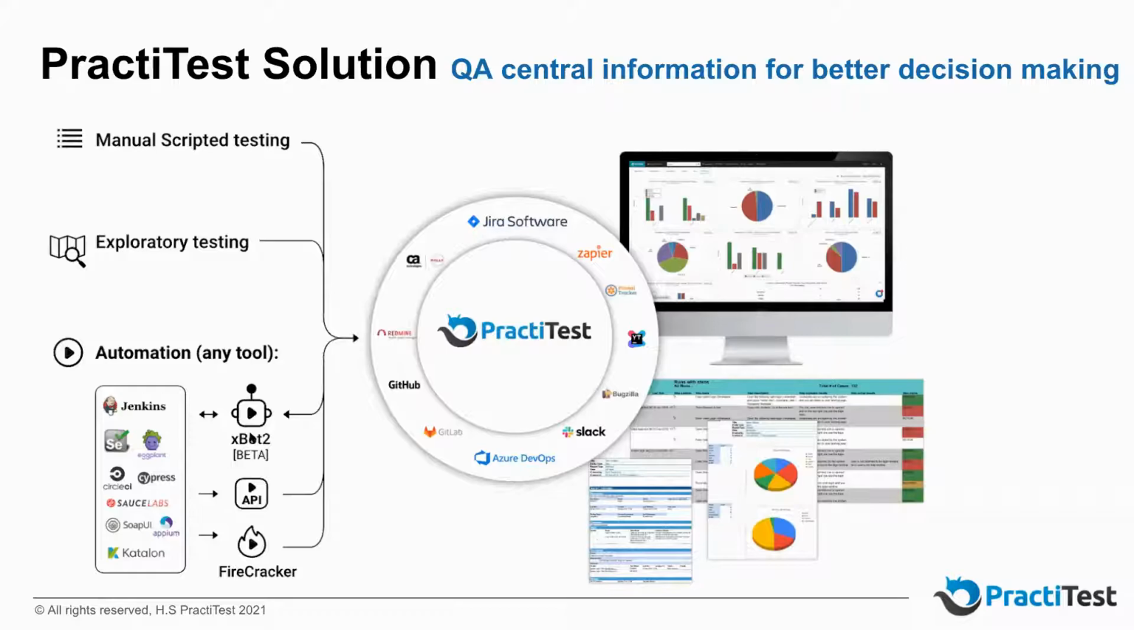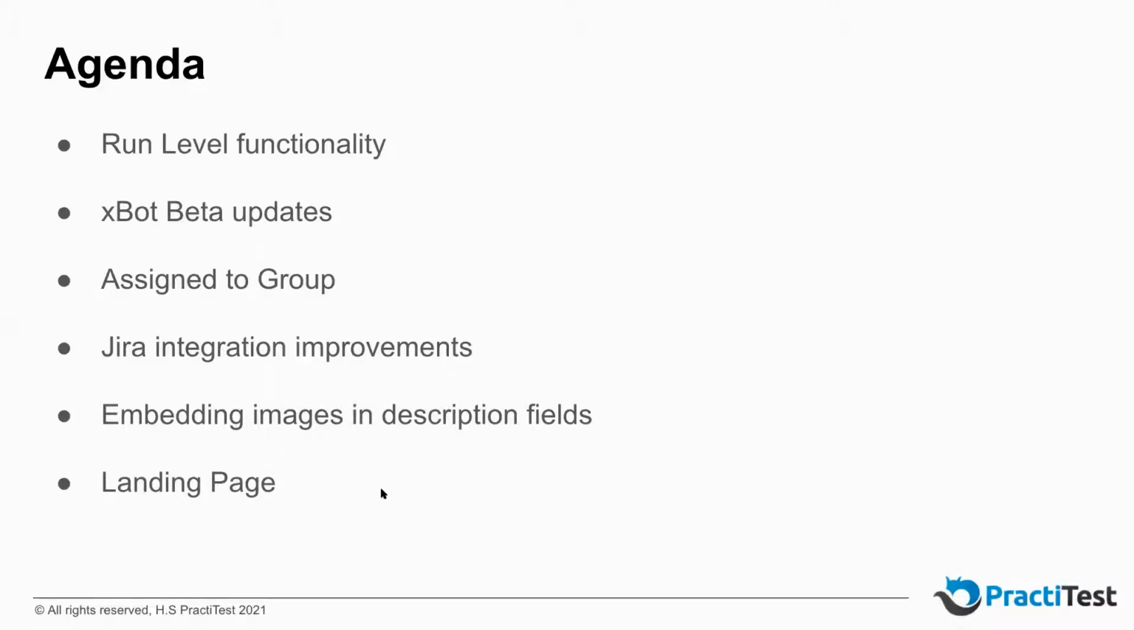Today, I want to talk about a number of features that we released in the last couple of months, and I want to show them to you to make sure that everyone's up to date with what we've been doing. I want to talk about ground level functionality, updates that we're doing to our XBot beta. And I will talk about the XBot again a little bit. Some pretty cool features that some of you were asking for, and we finally released it. That is the ability to assign stuff to groups.